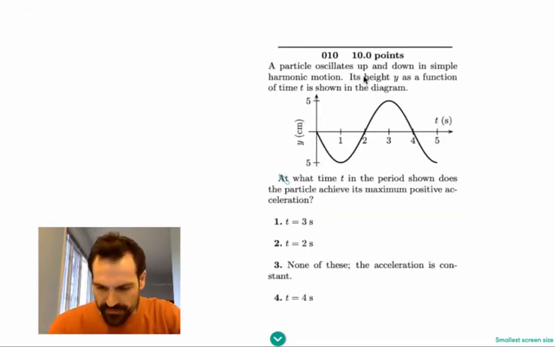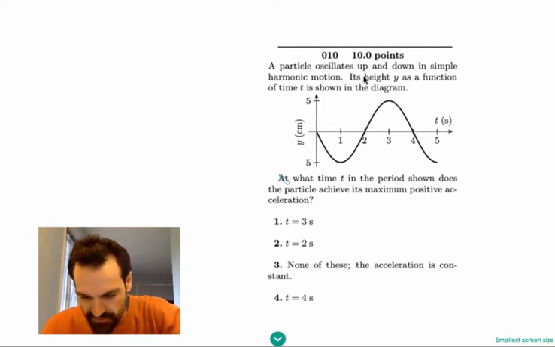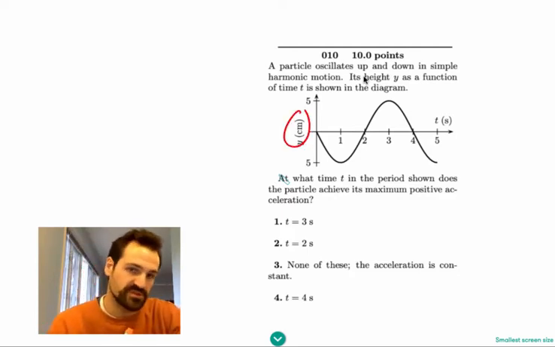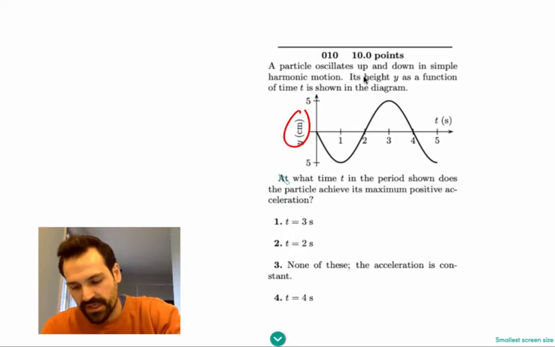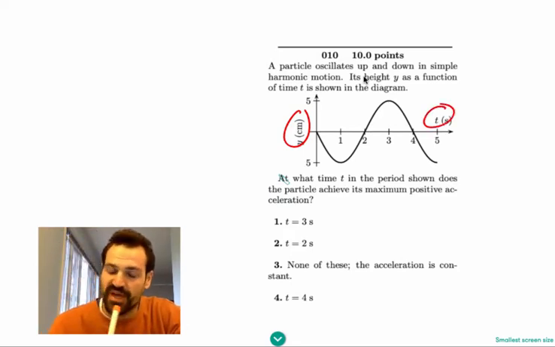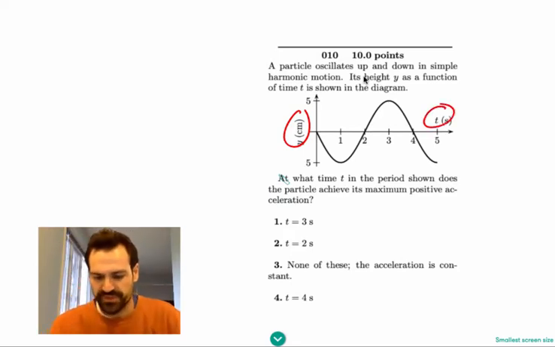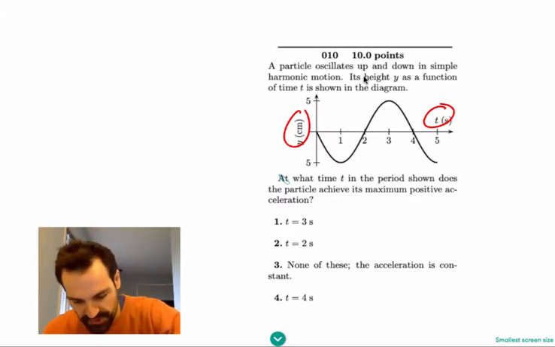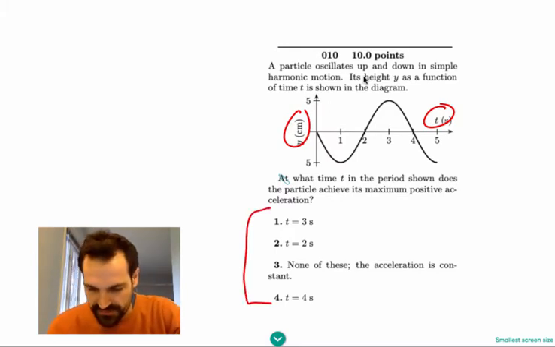All right, number 10. A particle oscillates up and down in simple harmonic motion. Its height, y, as a function of time is shown in the graph below. And I didn't even follow my rules. I forgot to look at the graph. But the more you do it, the better practice you'll have, and the more likely you'll be to do it on the test. My answer choices, they're looking for times.